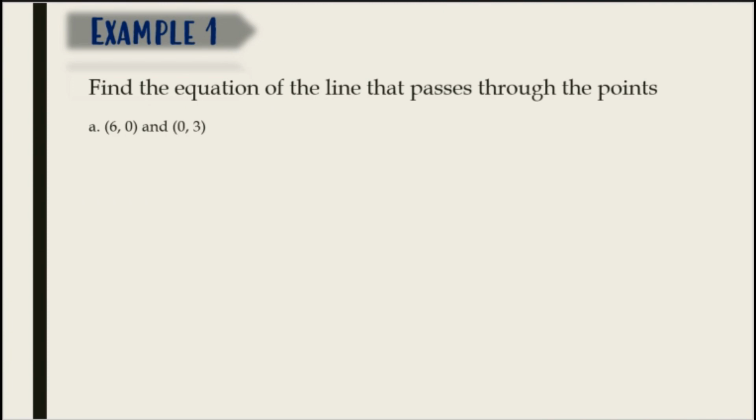find the equation of the line that passes through the points (6, 0) and (0, 3). The first point, (6, 0), is the x-intercept of the line. So a is equal to 6, and (0, 3) is the y-intercept of the line. So b is equal to 3. Then substitute 6 for a and 3 for b. We have x over 6 plus y over 3 equals 1.